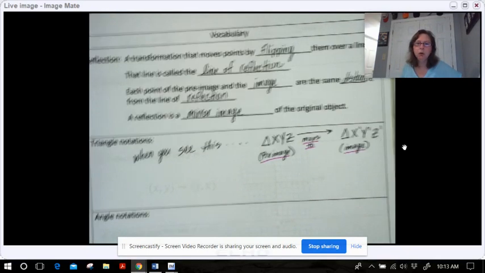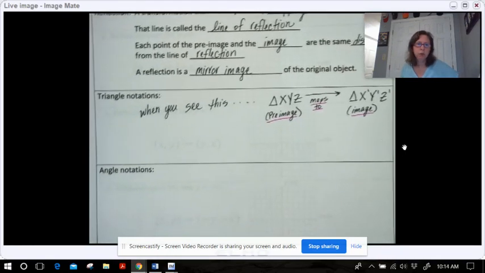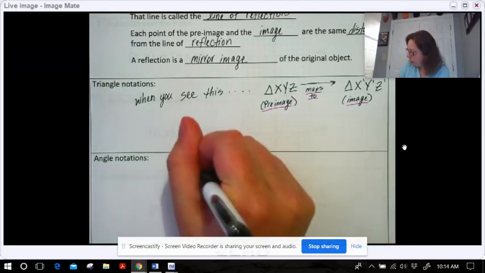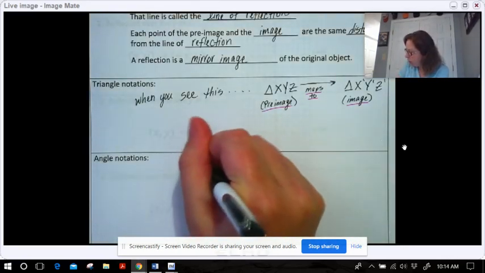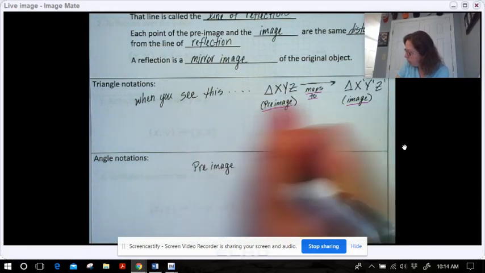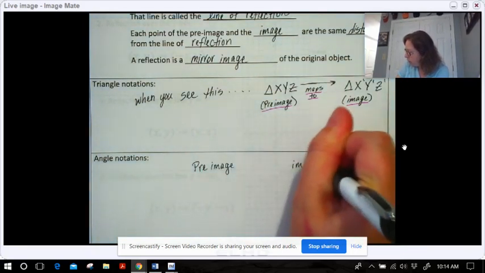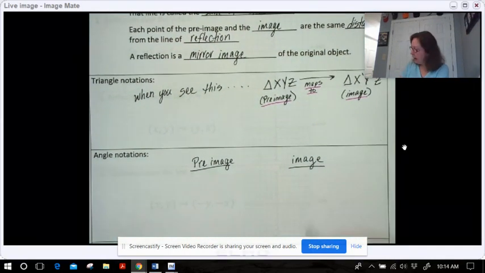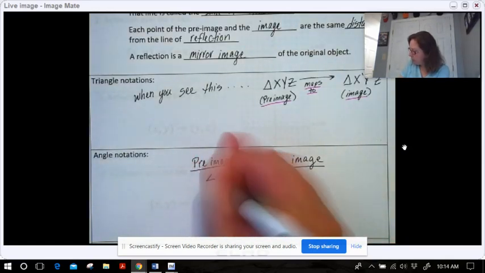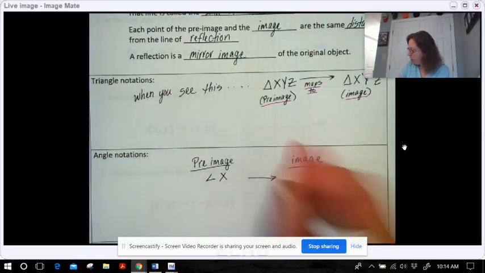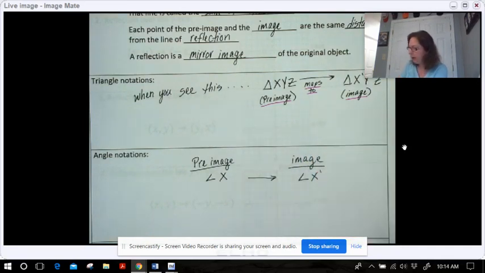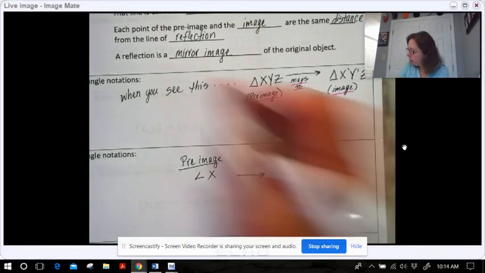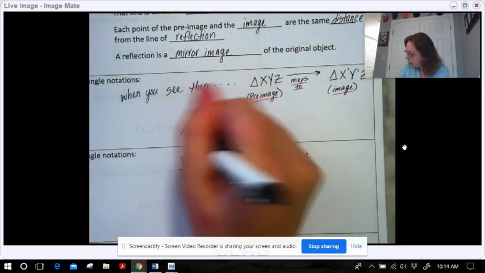Let's look at our angle notations. Angle notations are pretty much the same thing. Okay, so I'm just going to make a little chart here. So pre-image, image. Okay, so I've got angle X maps to angle X prime. So I'm going to break this triangle down into each of its unique angles. So actually, let me create this.